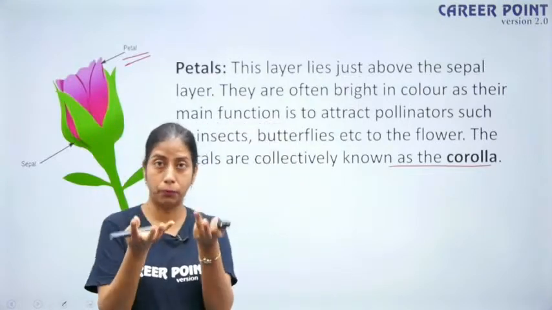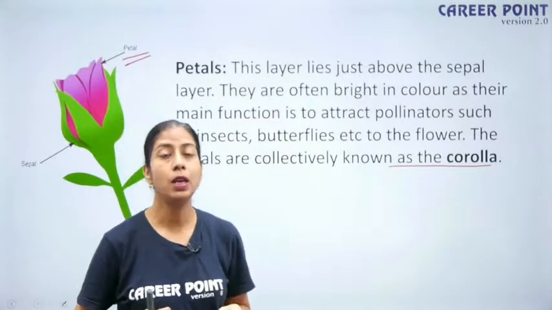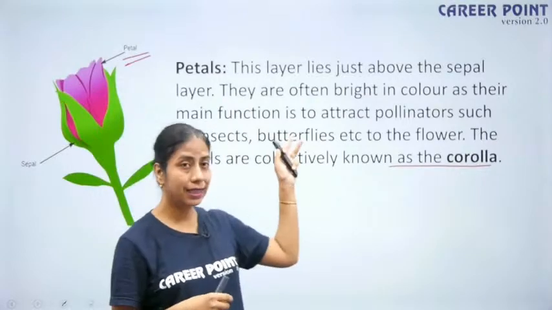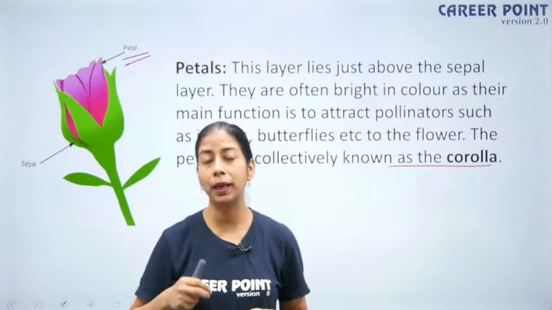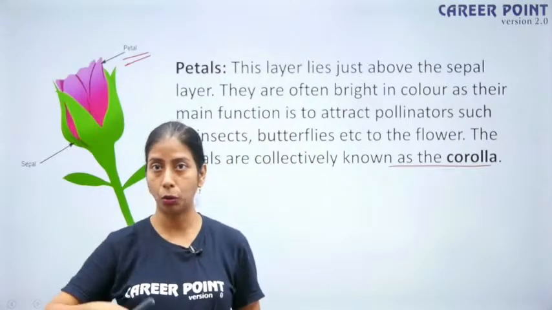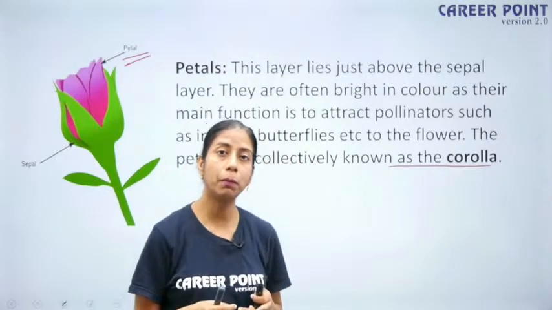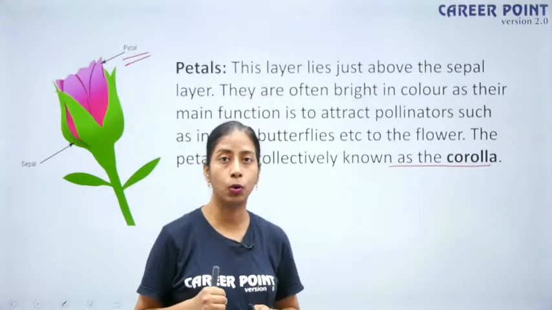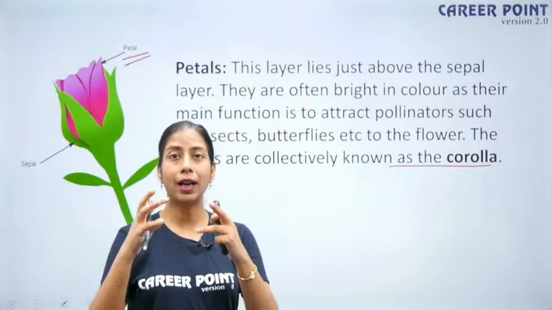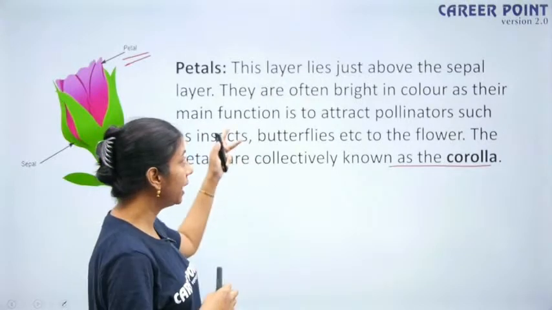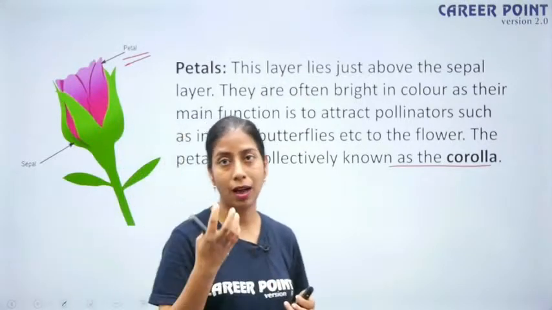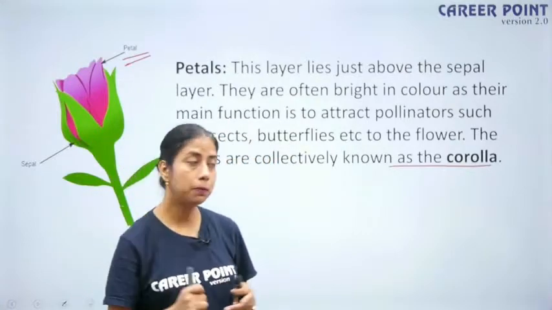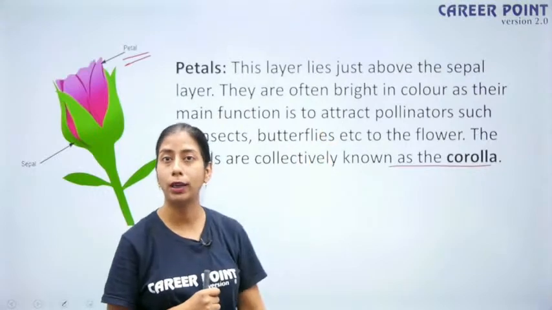ये बहुत brightly colored होते हैं. क्यों? Because they have to attract the insects. उनको insects को attract करना है. हम एक process पढ़ेंगे pollination थोड़े आगे. So pollination में जब pollens को transfer करना होता है तो उसमें insects का role होता है. So here, to attract the insects, these petals are brightly colored. After seeing the color, the insects come to the flower and help in the process of pollination.